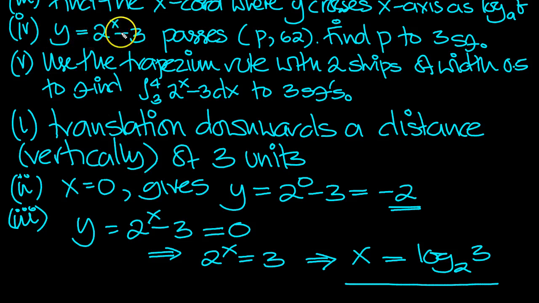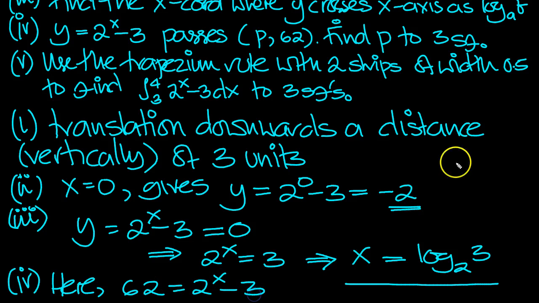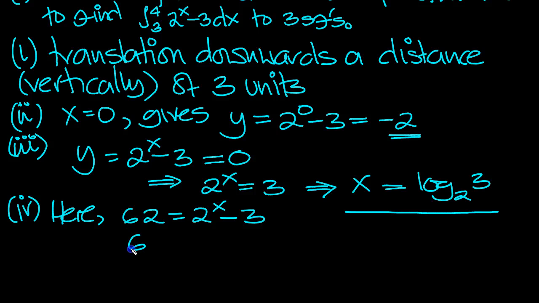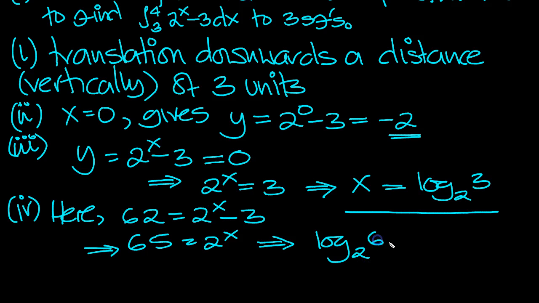Part 4 then. y equals 2 to the x minus 3 passes through P(p, 62). Find p to three significant figures. So number 4. Here, the y value is 62, equal to 2 to the x minus 3. Move the 3 over then. We get 65 is 2 to the x. And now we can do the same thing again. This 2 swings down to be underneath, to be log 2 of 65. And the x value is equal to that, reading it from right to left.